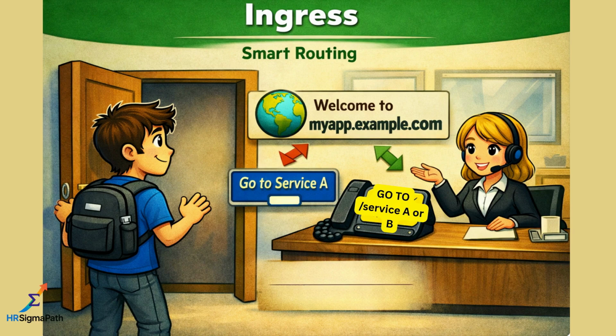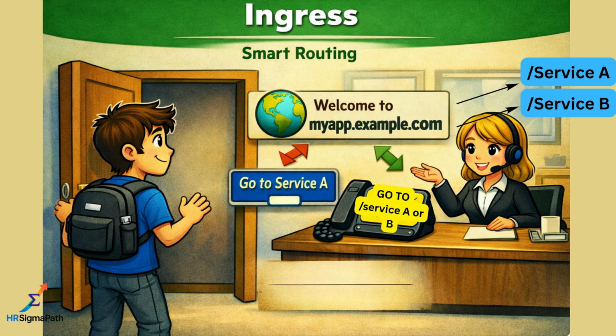Finally, Ingress. So this is the smart lobby. One domain, multiple paths. Service A, slash service B, all routed cleanly. It is perfect for managing the traffic to multiple services under one host name, like myapp.example.com.